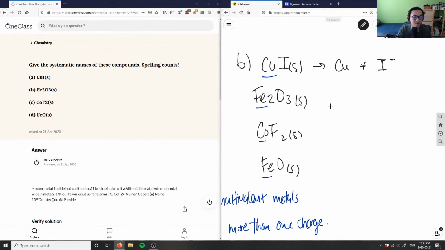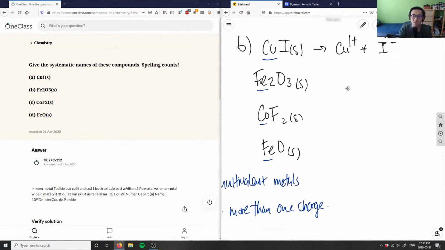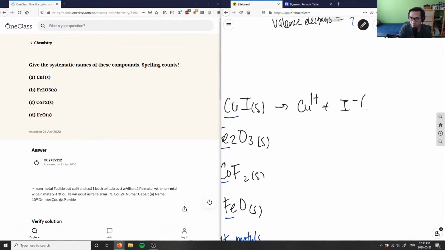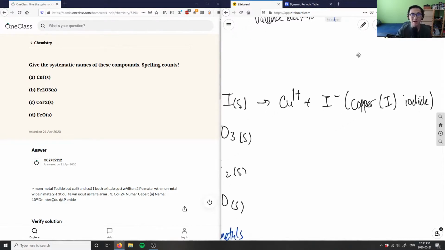And I have to figure out, how do I balance out this 1- charge on copper? Well, I need a 1+ charge, because 1+ plus 1- is going to give me 0. So therefore, copper in this case has a 1+ charge. Once I figure out the charge of copper, this is an easy name. This is simply copper. Let me use brackets here. So this is copper, and then I put the charge here, which is 1. So copper(I), and for the naming of iodine, we just drop the INE and change it to IDE. So copper(I) iodide is our solution for the first problem here.